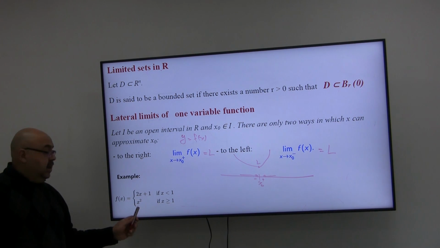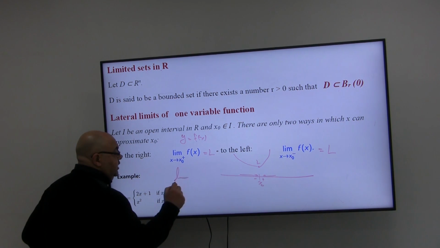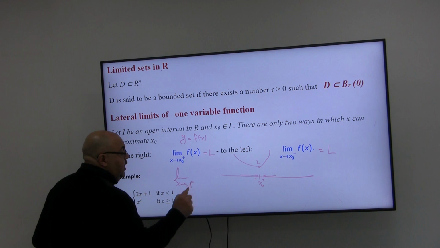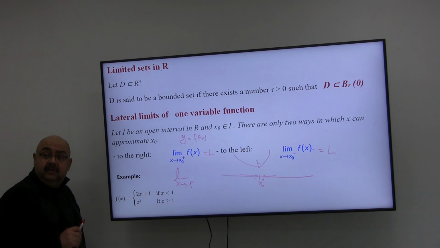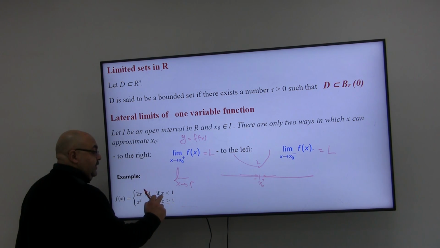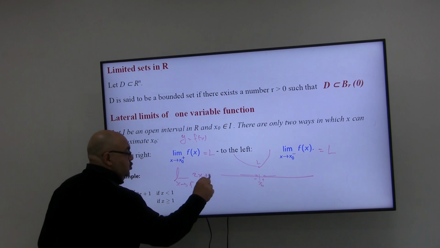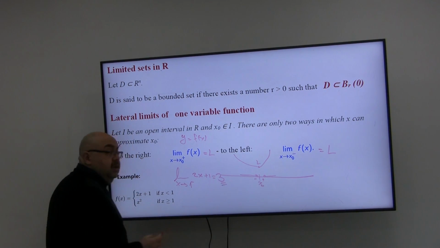If I'm evaluating the limit of f of x where x tends to 1 from the negative side, what's going to be the function from there? It's going to be the case of x less than 1, so it's going to be 2x plus 1. Once you make a substitution, the result is 3.